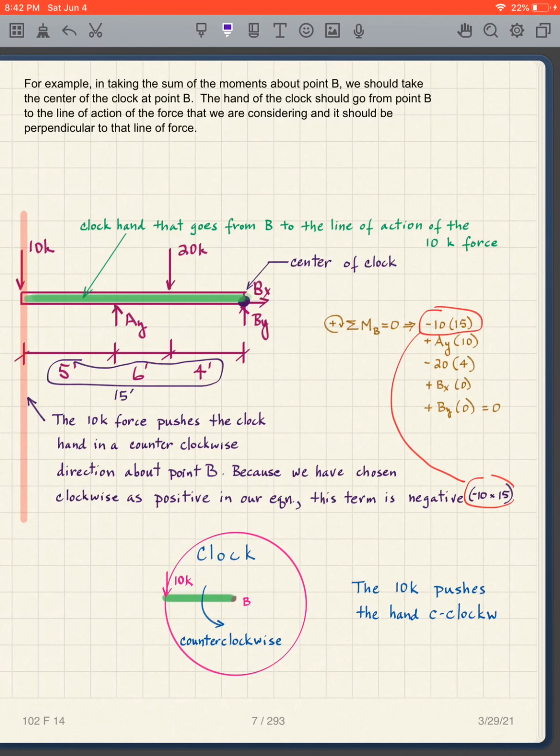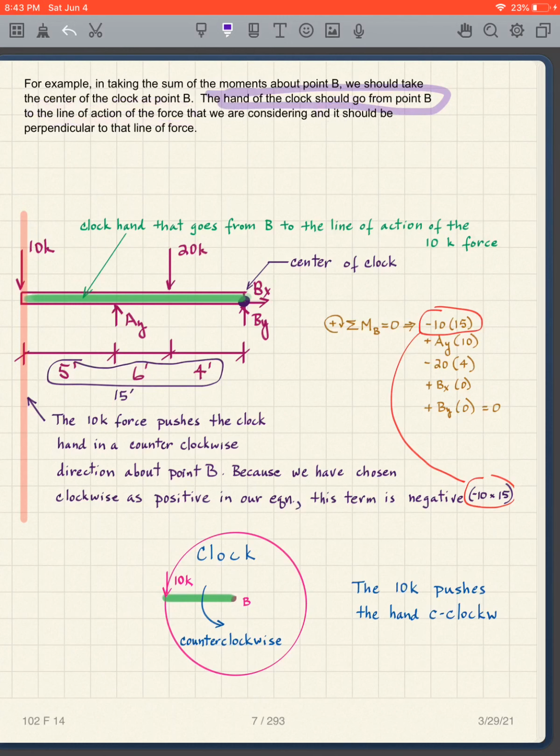Okay, so now remember, when we do this, we have to pick the center of our clock. We're taking moments about point B, for instance. That is going to be the center of our clock. So moments about point B, the center of the clock is at point B. And the hand of the clock should go from point B to the line of action of the force, and it should be perpendicular to that line of force.